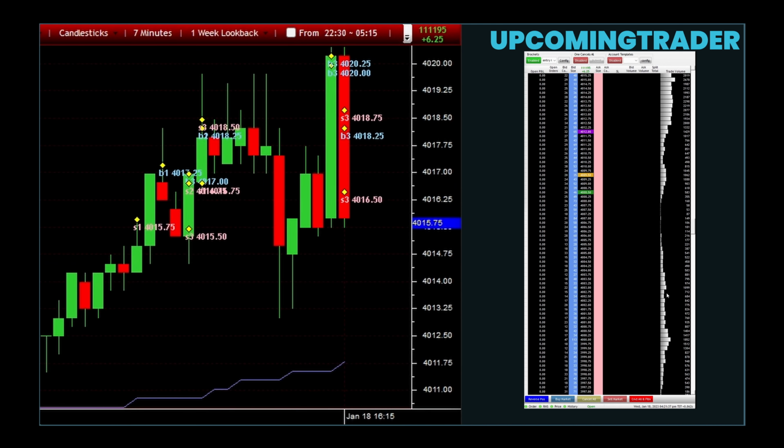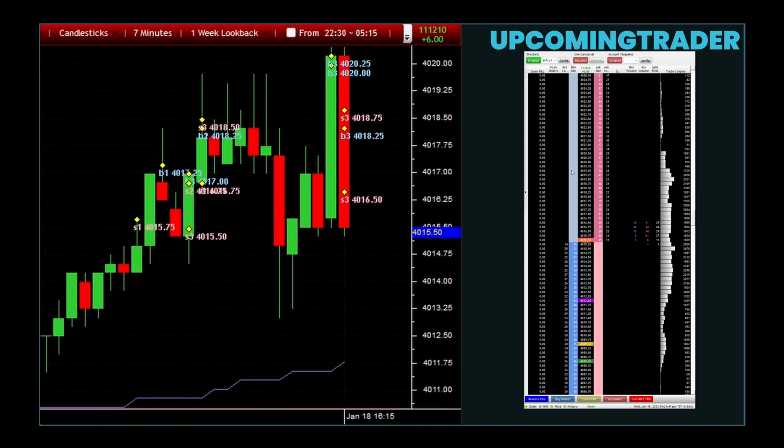Candlestick patterns like the hammer, shooting star, engulfing patterns, doji, and morning or evening star also work well with volume analysis.